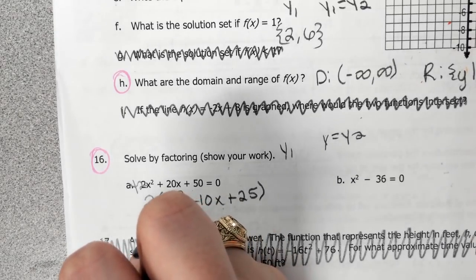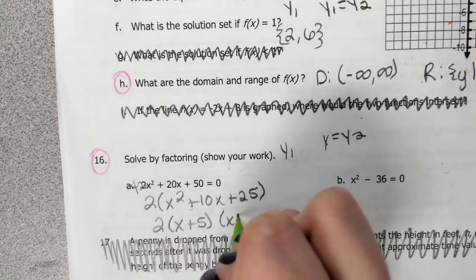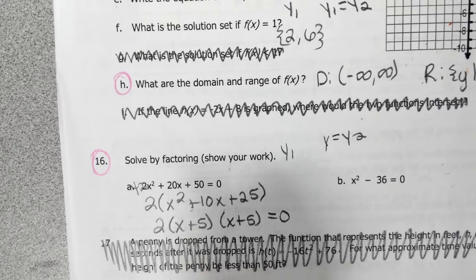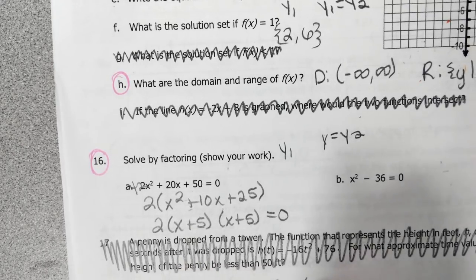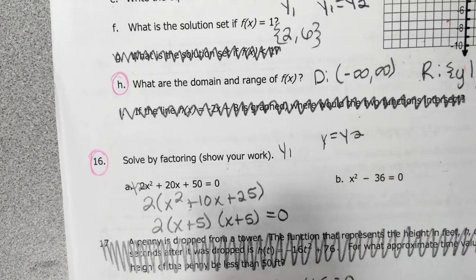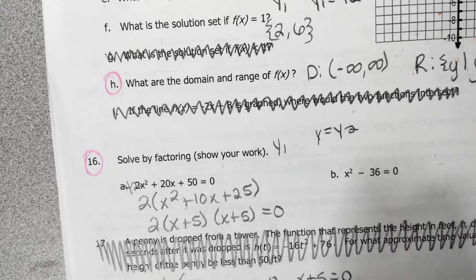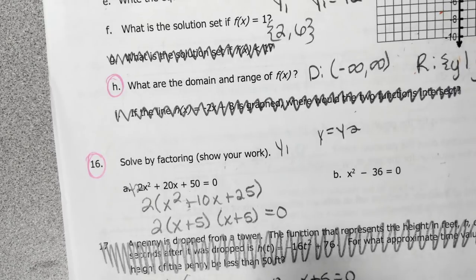Alright, so once you do your factoring by grouping, you're going to have 2, and then you're going to have the factors x plus 5 and x plus 5. But remember, we're solving, so I'm setting each of those equal to 0. So 2 equals 0, which doesn't work, x plus 5 equals 0, and x plus 5 equals 0. This tells me x equals -5 if I subtract 5 on both sides. So my answer would be -5.